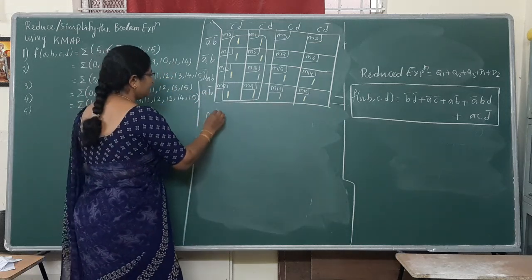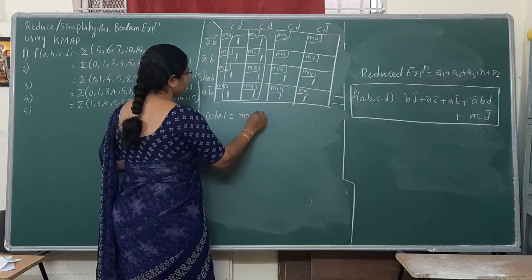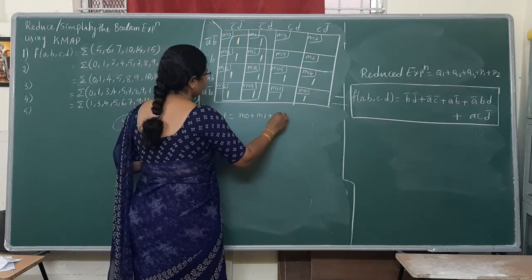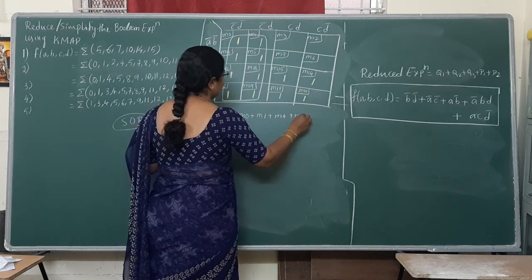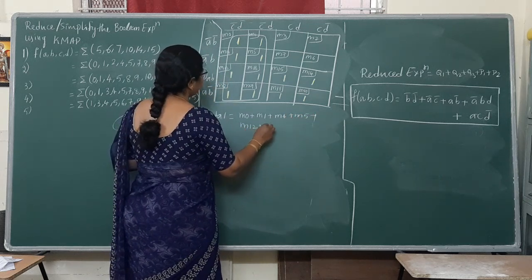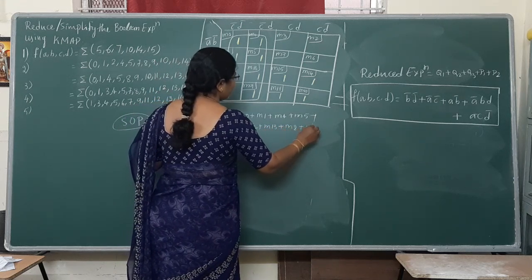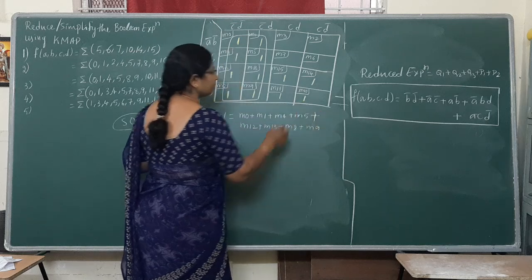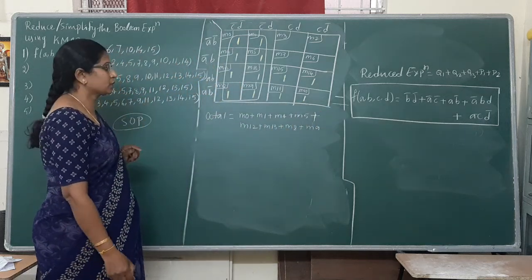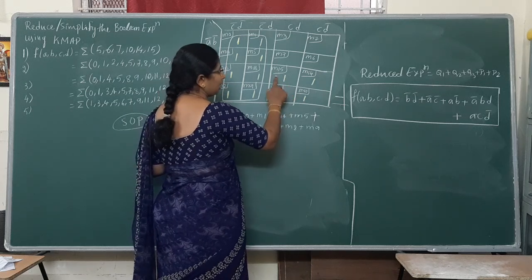First octa. What is the octa number 1? M0, M1, M4, M5 plus M12, M13, M8, M9. Okay, this is the first group. See here, you may look here only a quad.